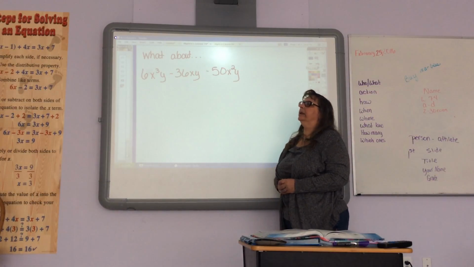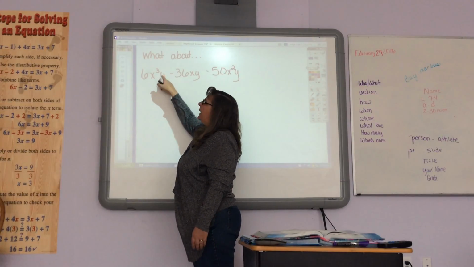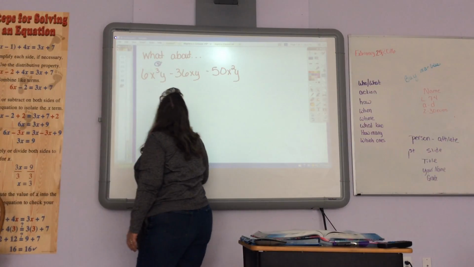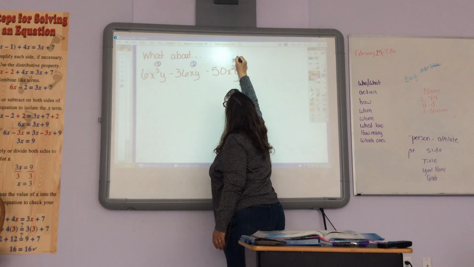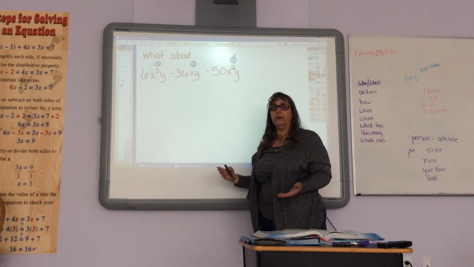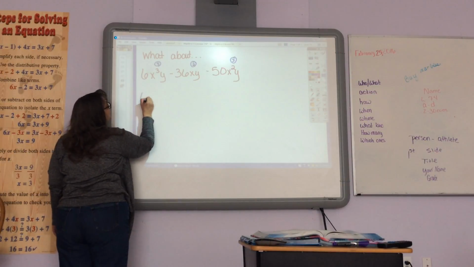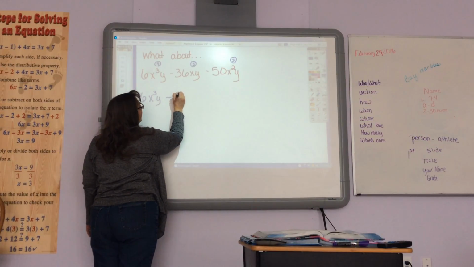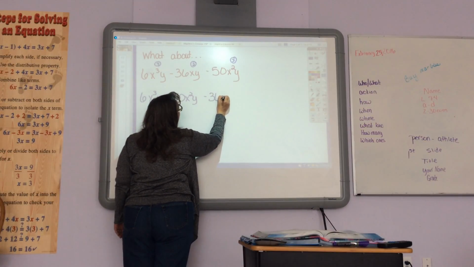One last one. Make sure the terms are written in order by degree. You do that by adding the exponents of the variables. 3 plus 1 is 4. 1 plus 1 is 2. 2 plus 1 is 3. Ah, we've got an issue. The highest degree term is first, but these two are out of order. It has to be descending order. So this should be 6x cubed y minus 50x squared y minus 36xy.